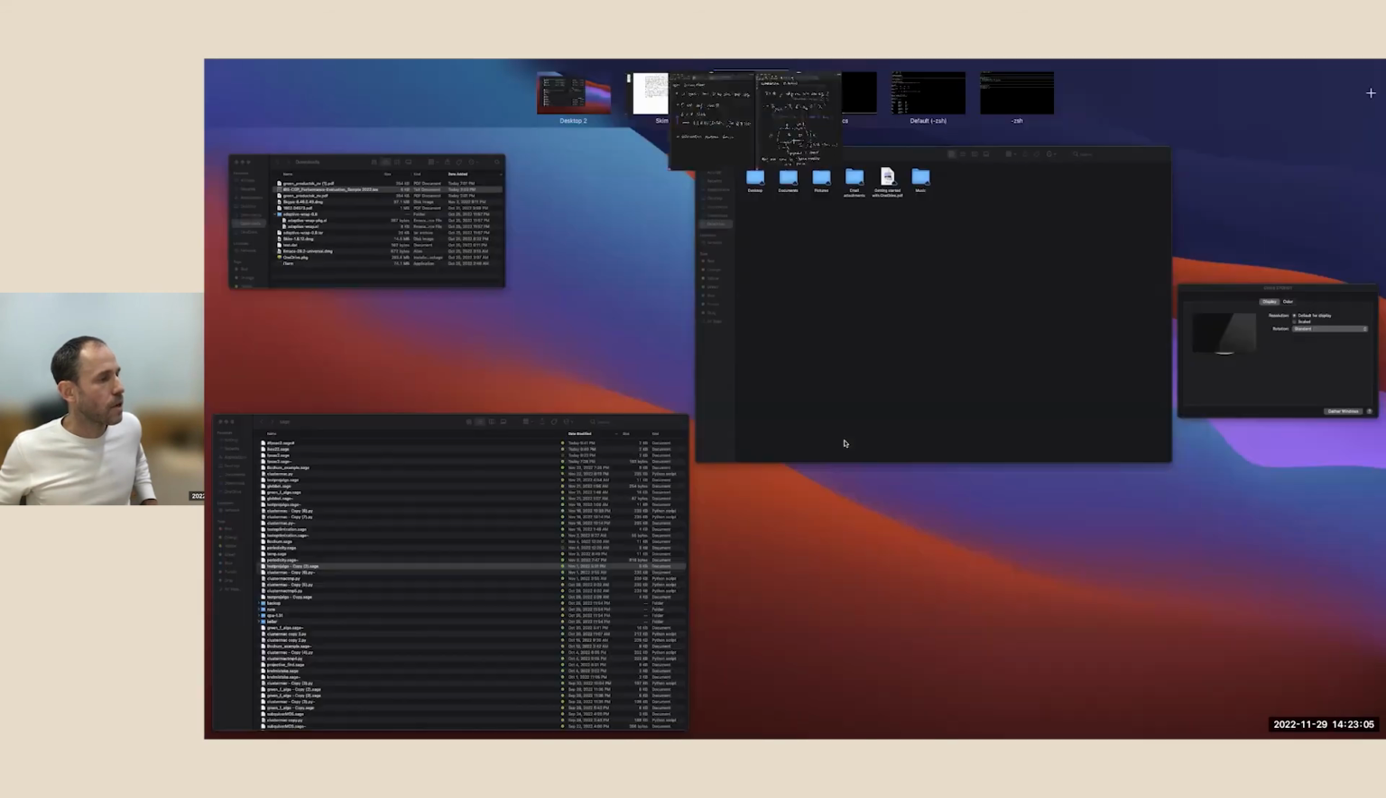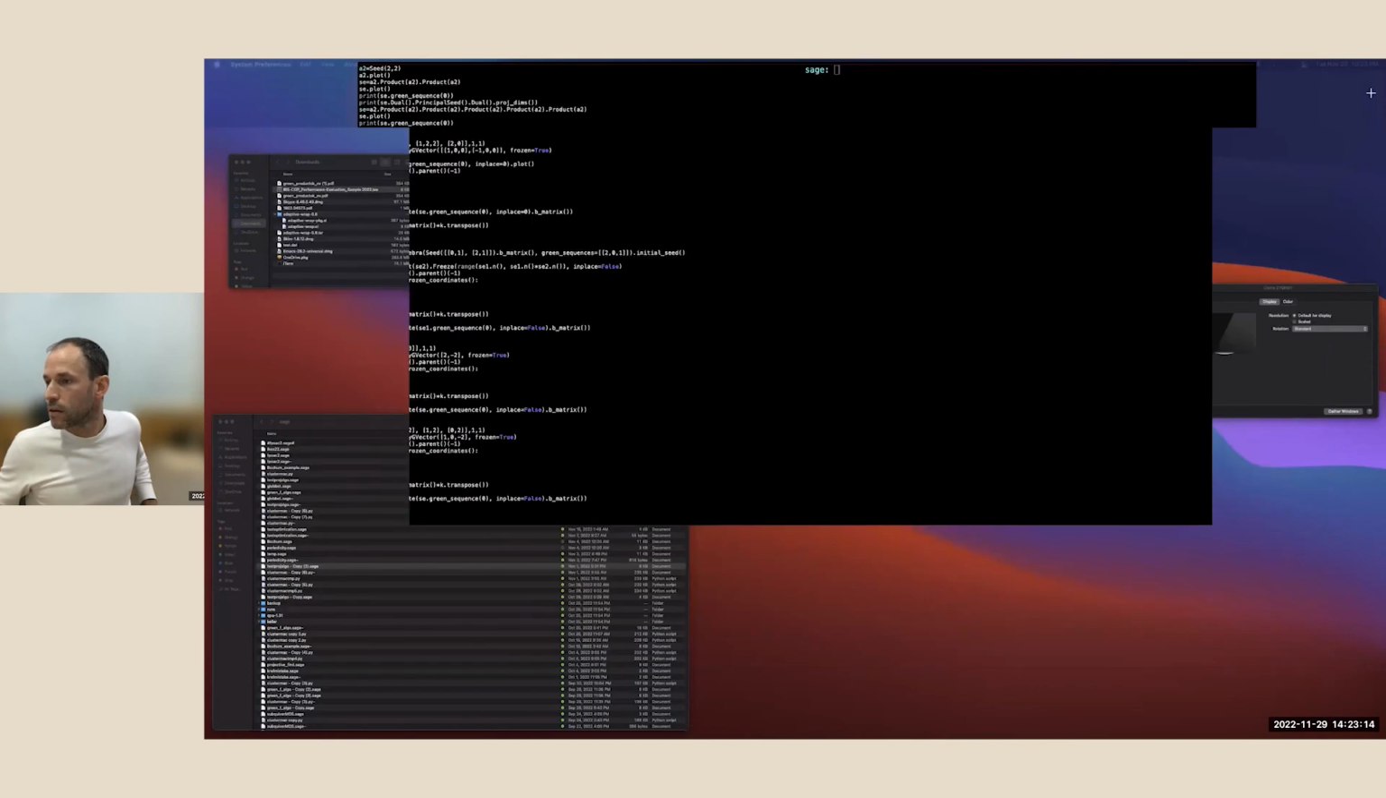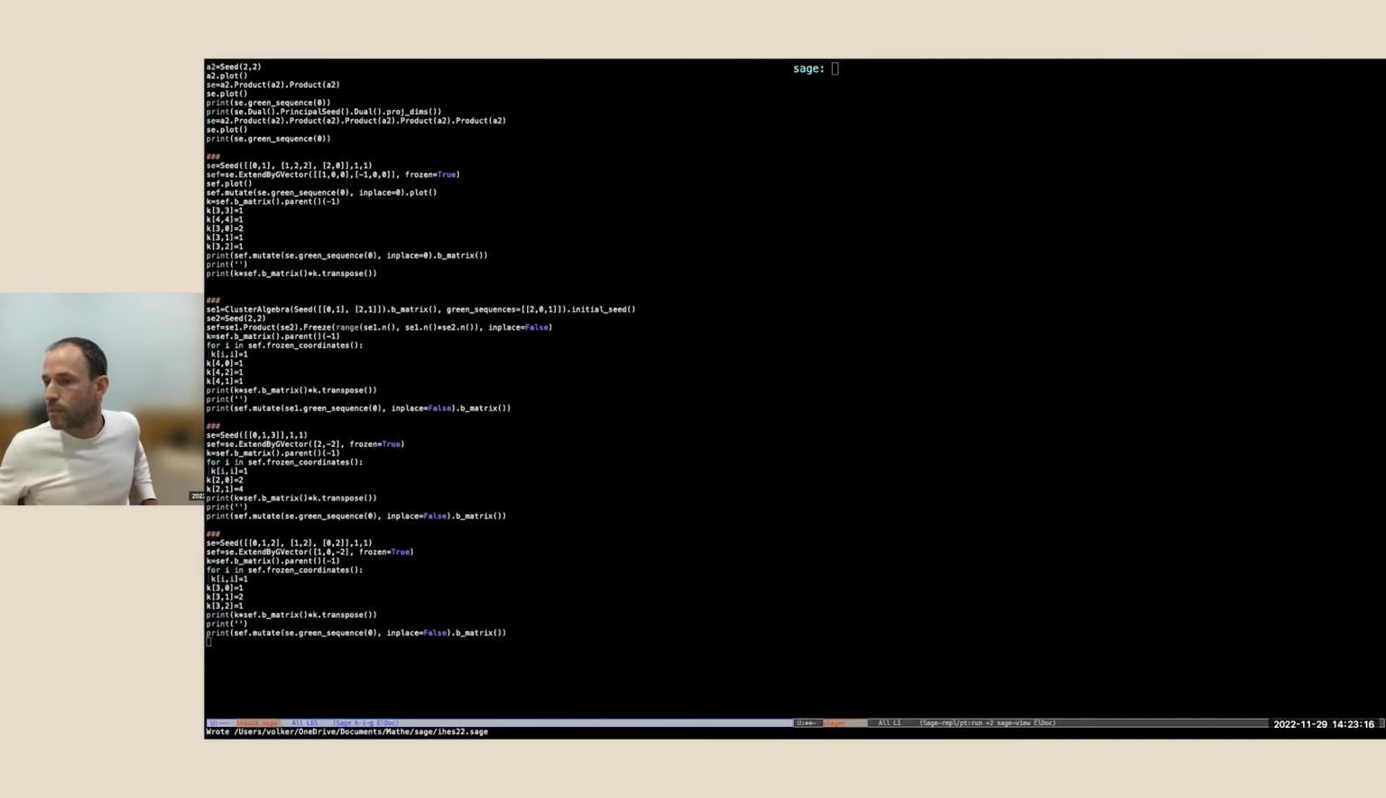So maybe I can show an example. To remember the shortcut, Emacs sometimes is annoying. It's Control-C, Control-J to send these things to Sage. So right, I have opened a Sage window.